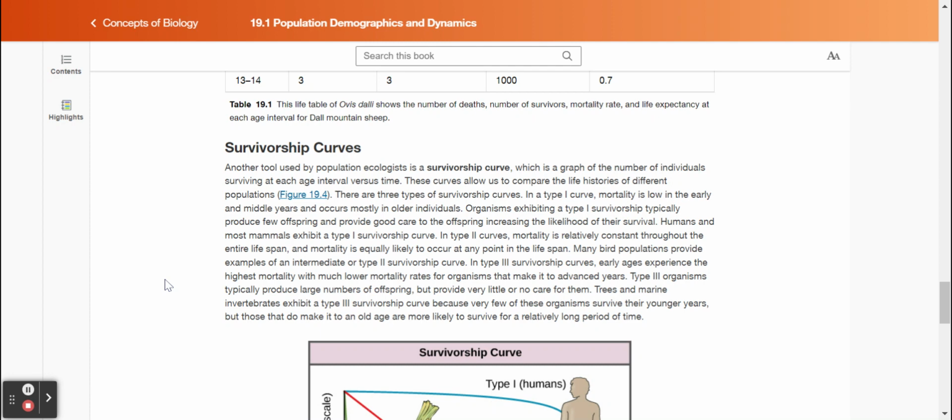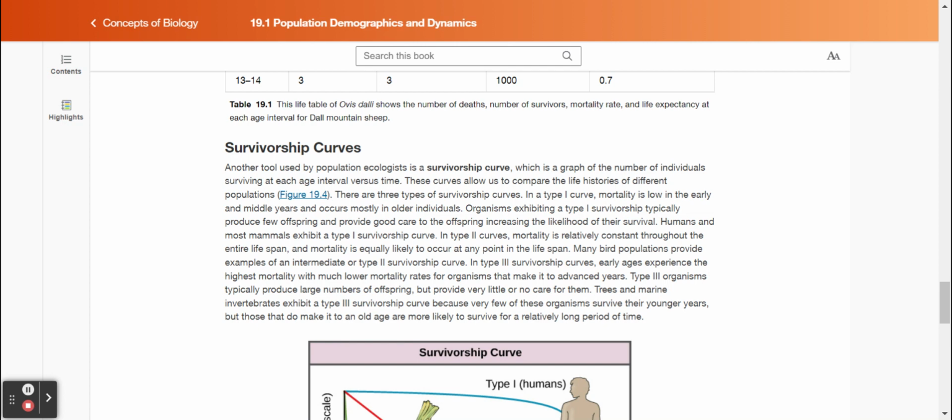Survivorship curves. Another tool used by population ecologists is a survivorship curve, which is a graph of the number of individuals surviving at each age interval versus time. These curves allow us to compare the life histories of different populations. There are 3 types of survivorship curves. In a type 1 curve, mortality is low in the early and middle years and occurs mostly in older individuals. Organisms exhibiting a type 1 survivorship typically produce few offspring and provide good care to the offspring, increasing the likelihood of their survival. Humans and most mammals exhibit a type 1 survivorship curve.